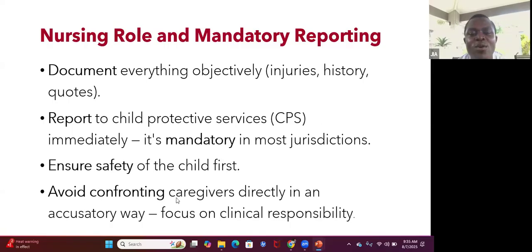Never confront caregivers directly in an accusatory way. Focus on the clinical responsibility, your part. Don't judge them, just avoid confronting them. This part can have questions related to therapeutic communication. When we have time, some other day, we shall look at therapeutic communication skills in different scenarios or cases. So that's what we have to do.